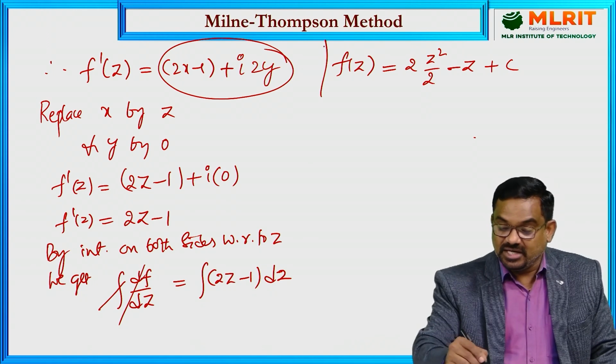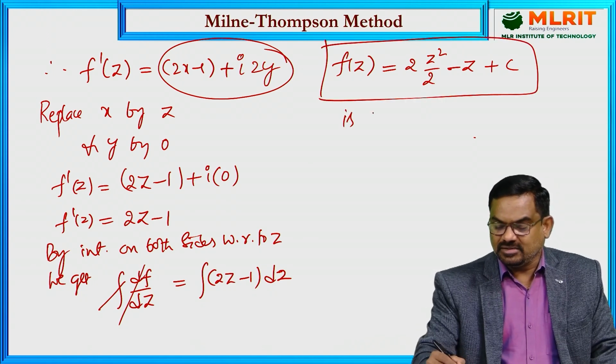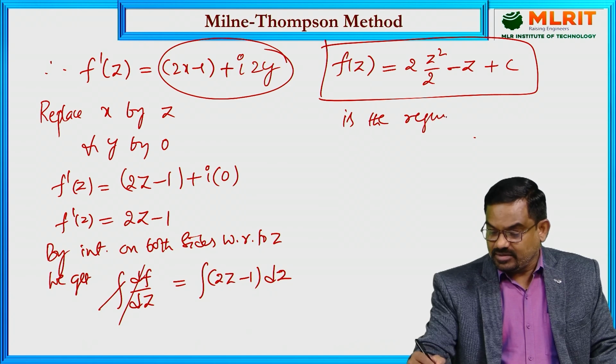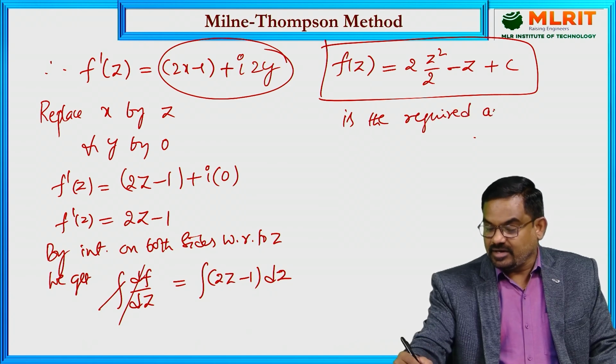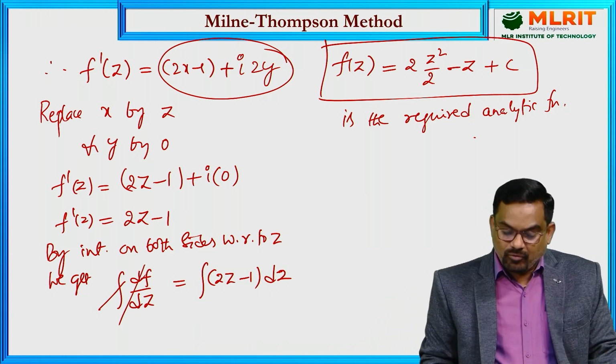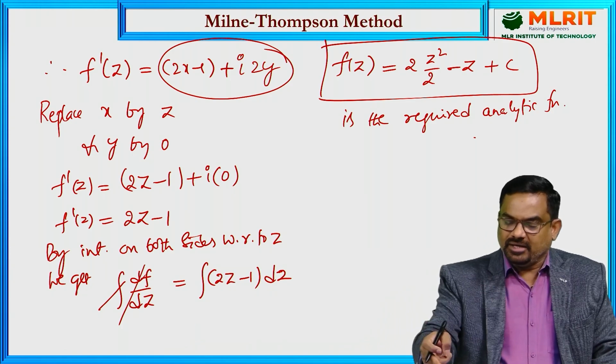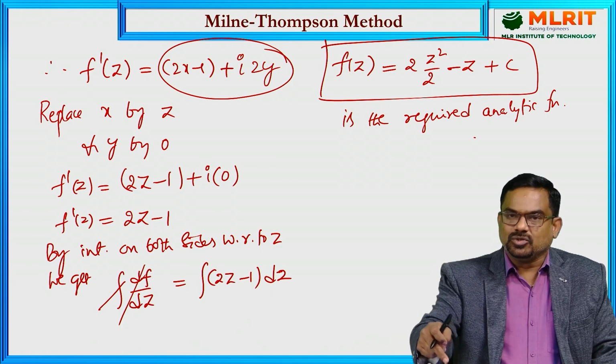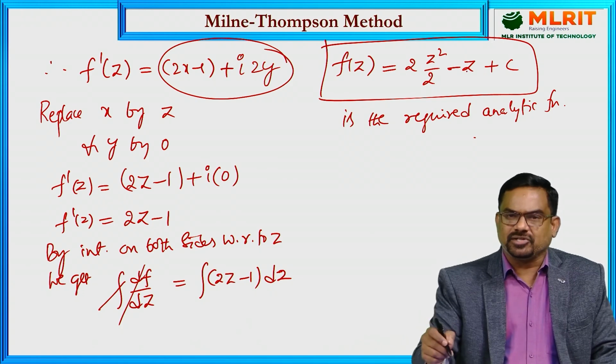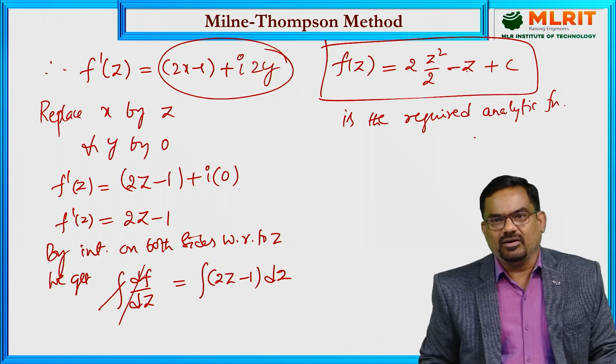So this is the required analytic function. If you want to find the imaginary part v, simply use z equal to x plus i y in this expression, simplify, separate the real and imaginary terms, and you will get v of x y also.